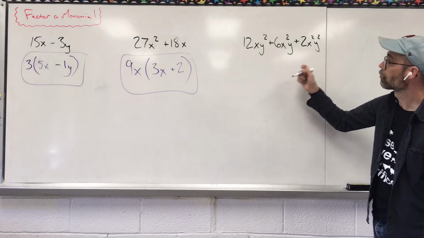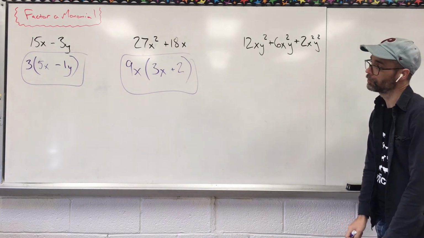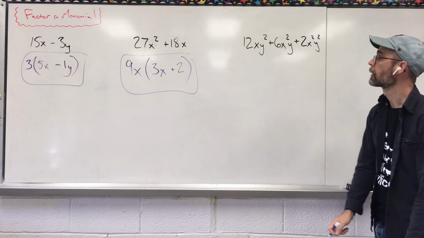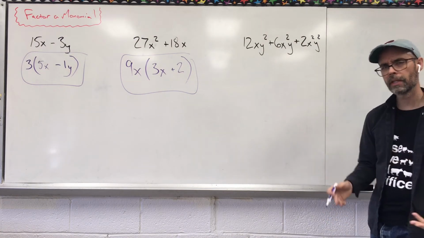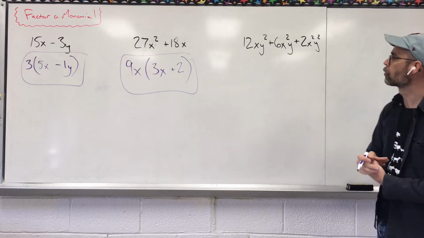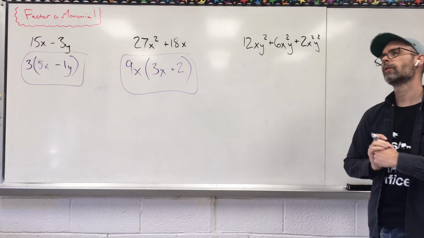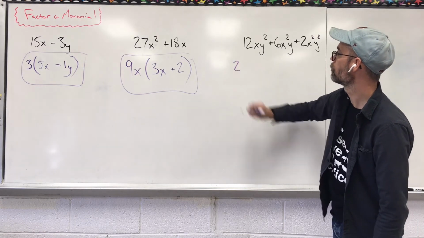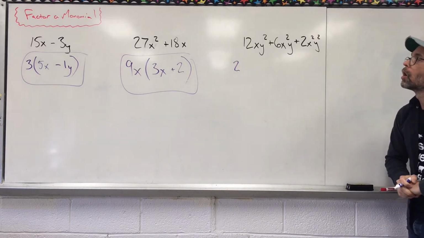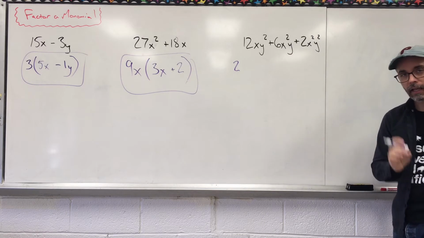Sometimes you could have a trinomial that shares something. So let's take this in pieces first. Let's start with the numbers: 12, 6, and 2. What's the number that they all share? In this case, we all share a 2. Okay, x's. Now be very careful.